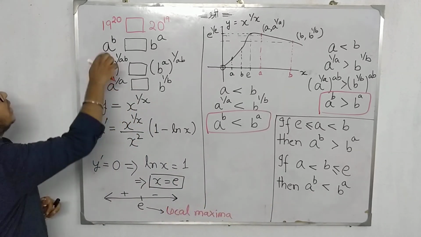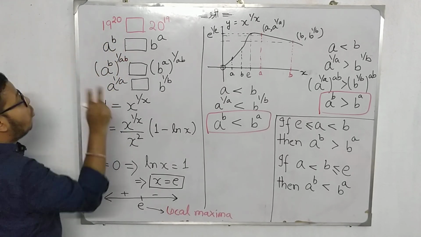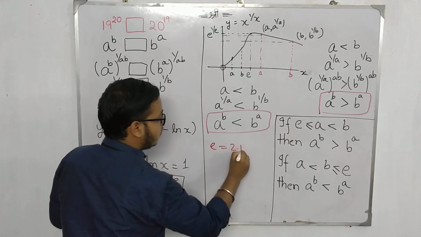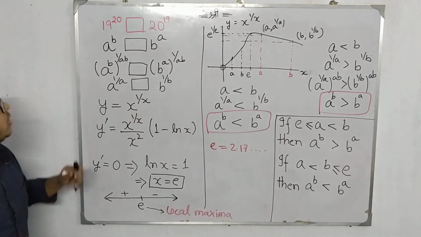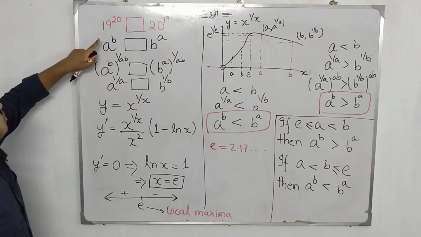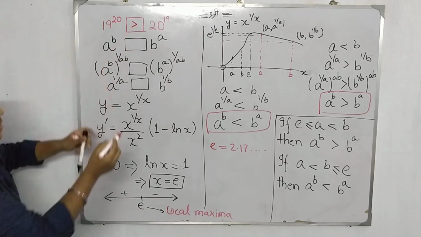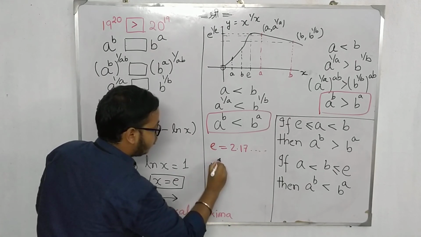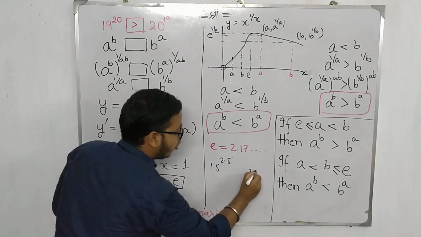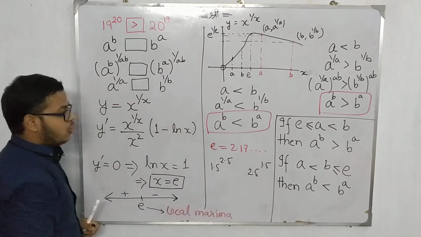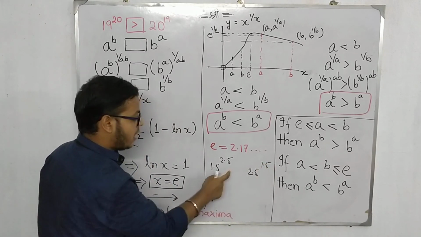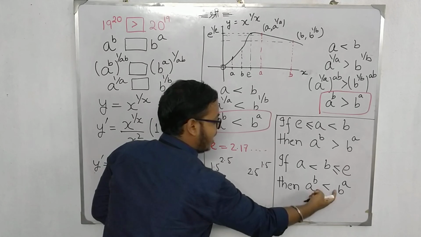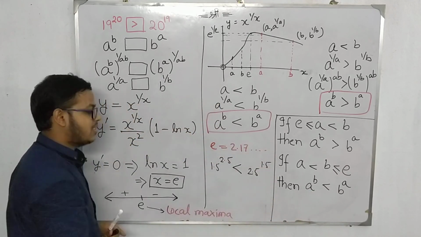So let us see for this one. 19 and 20, that is a and b, both are greater than e. You can very well see, because e is an irrational number having the value this. So both are greater than e, that means this one has to be greater than 20 to the power 19. If we take another, say 1.5 to the power 2.5 and 2.5 to the power 1.5, you can see that 1.5 and 2.5, that is a and b, are less than e. So if less than e, we will have a to the power b less than b to the power a, and the sign will be this.